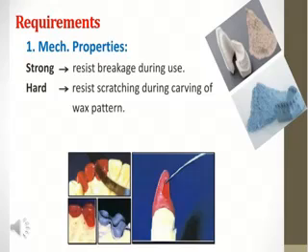So the final restoration will be inaccurate. So in order to obtain an accurate restoration, the die material itself should be hard enough to resist scratching during carving of the wax pattern. In order to obtain a perfect wax pattern, accurately constructed without any elevations or anything that will affect the accuracy of the final restoration. Okay.